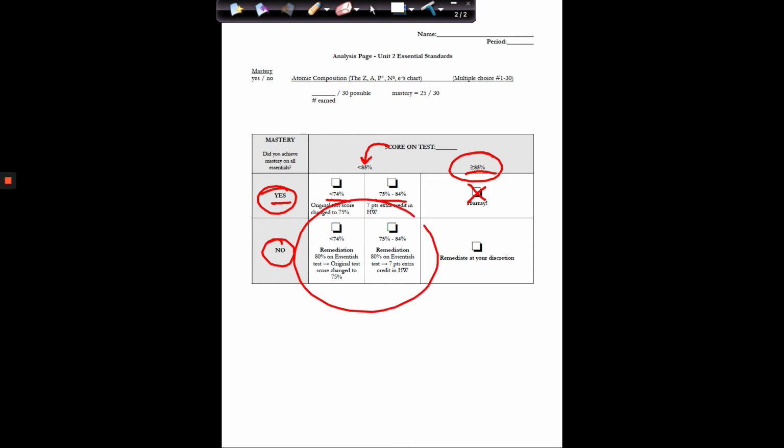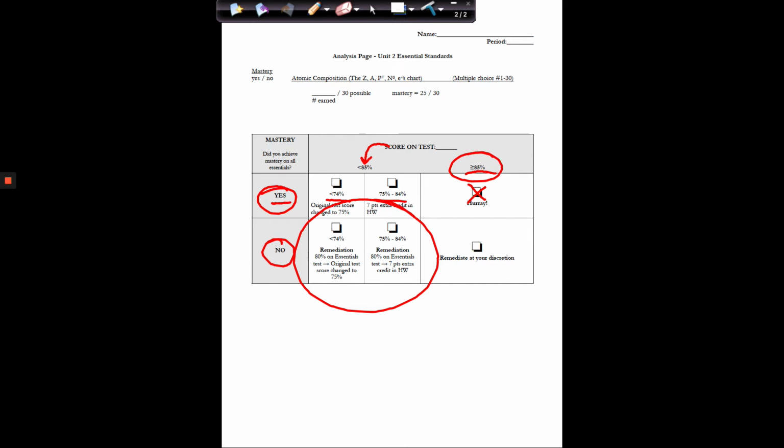Now, guys, what if you're down here? What if you got below 85 on the test, and what if you didn't demonstrate mastery? Well, guys, all that means is you need more support. And that additional support is called remediation. I'll show you the calendar in a minute.